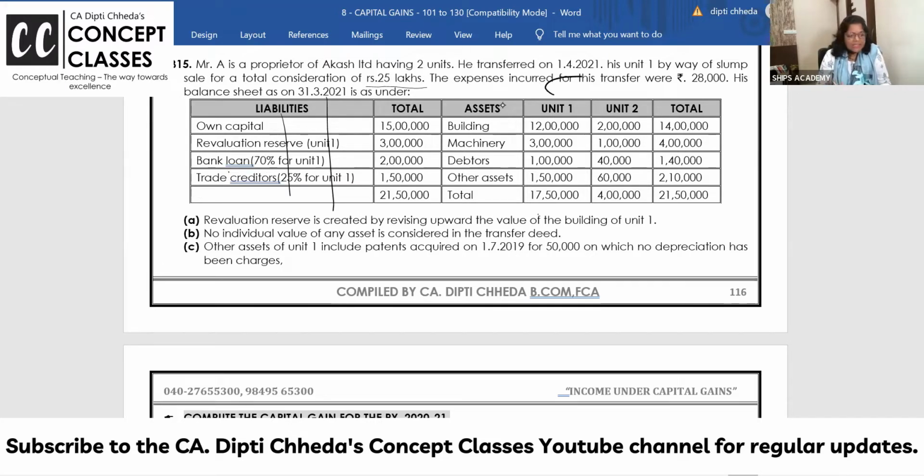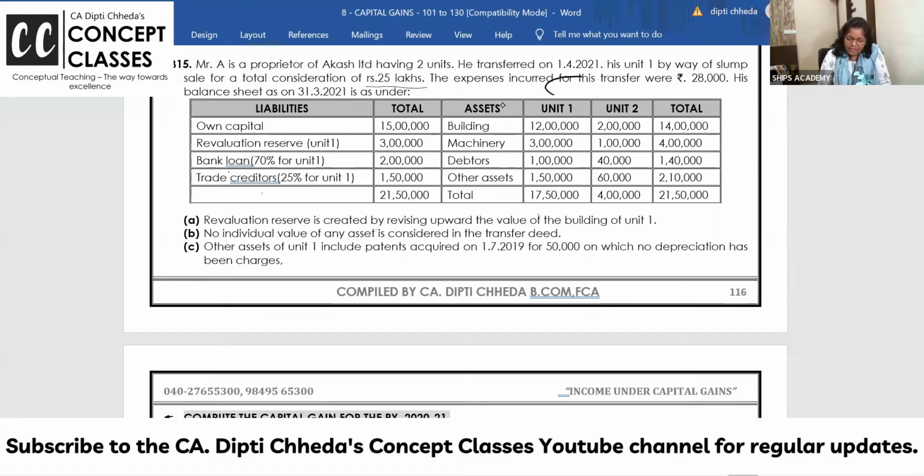So 70% of 2 lakh. How much will come? 1,40,000 here and 60,000. I can make it. But the way it is asked in the exam, if we do it that way, it is better, so that you learn how to interpret the problem. Creditors also.